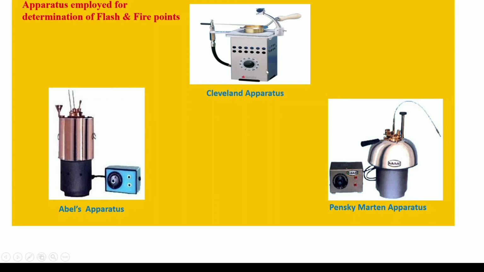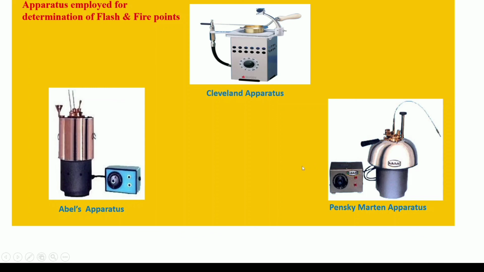This is Cleveland open cup apparatus. You can see this apparatus. The brass cup in which the oil is taken is open. There is no lid on this. This is Abel's closed cup apparatus where this is the water bath in which the brass cup is kept, and it's a closed cup provided with a lid and indirectly heating apparatus. This is Pensky-Martens closed cup apparatus. So here this is the brass cup. It is kept inside this dome shaped container which is directly kept on the electric heater.